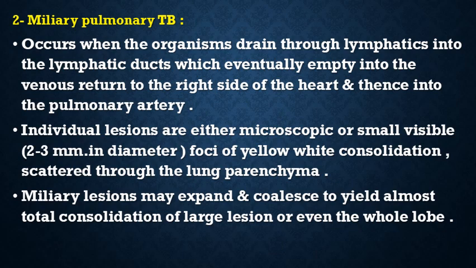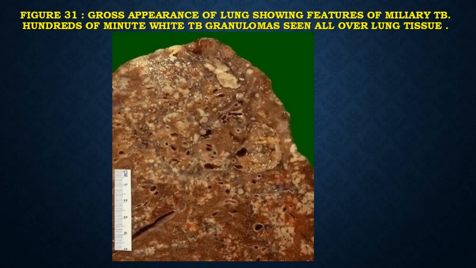The miliary lesions might expand, maybe coalesce to yield almost total consolidation of a large lesion, or might involve the whole lobe. This is miliary tuberculosis. Look at the white, small, scattered, widespread lesions of consolidation, the granulomatous reaction of tuberculosis.